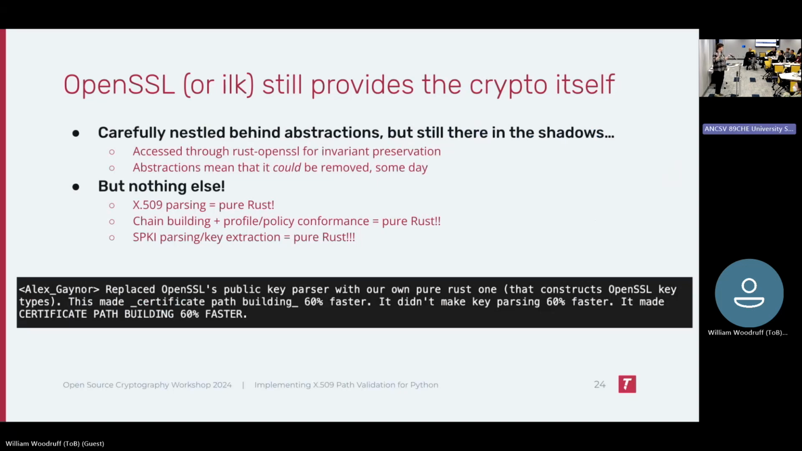But nothing else. X.509 parsing is pure Rust. The chain building and policy conformance is also pure Rust. And even the SPKI parsing and key extraction, which is the really nasty stuff, is also pure Rust. And I like this quote from Alex, where I finished the initial implementation here, and then he set off to make it way faster, and he replaced the SPKI parsing from OpenSSL with a pure Rust one, and it didn't make SPKI parsing 60% faster. It made the entire certificate path building process 60% faster, just by replacing OpenSSL's SPKI parser with one written in Rust, which is crazy.